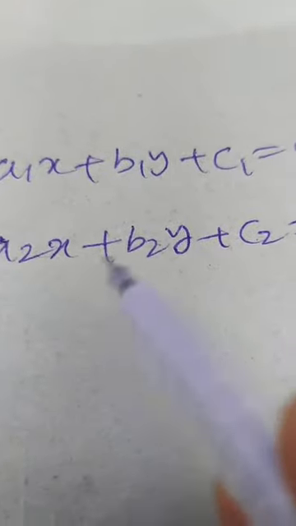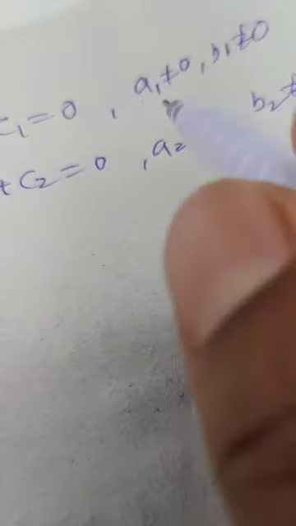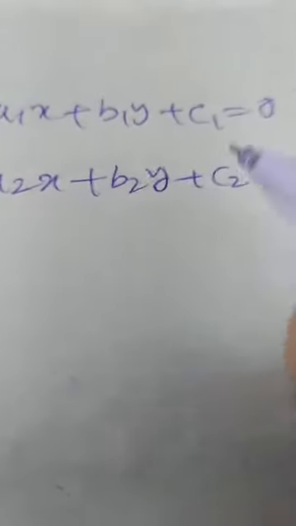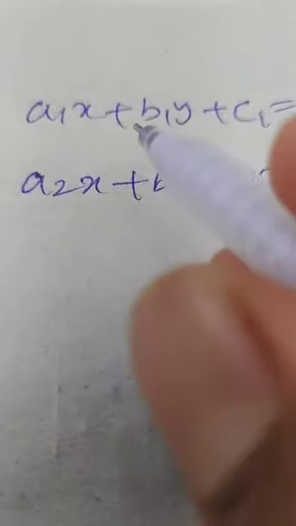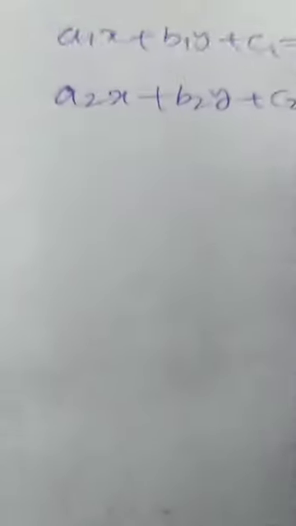Here what are the two variables? x and y. And a2, b2 are non-zero. Here a1x, b1y, c1 is also another linear equation where a1, b1 are not equal to 0. So I have taken two equations in two variables, linear equations in two variables. So this is called a pair of linear equations. Two equations, no? This is a pair of linear equations in two variables.